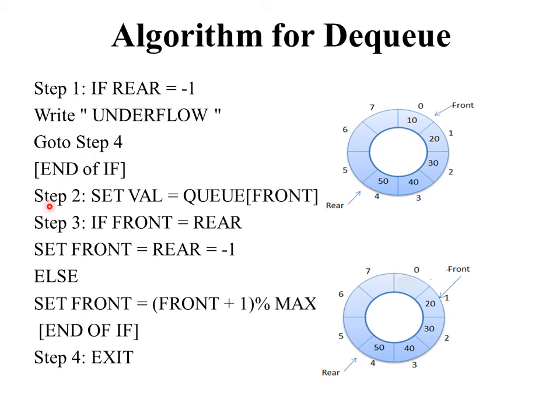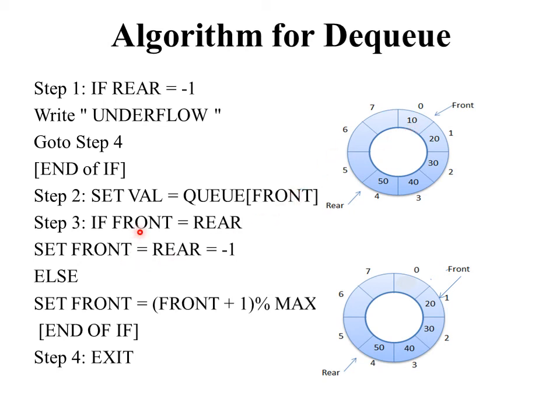Then in step 2, set value equal to queue of front. So here front is pointing to the 0th index. Here in the 0th index, the value 10 is present. So if we want to delete one data, then 10 is deleted.